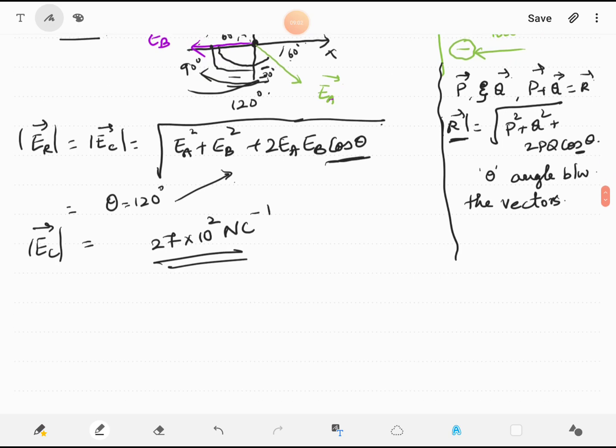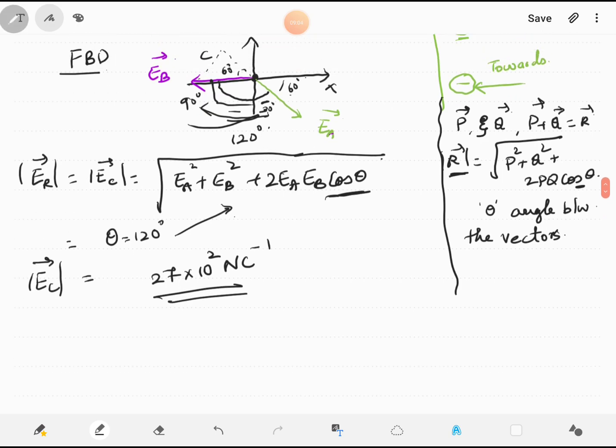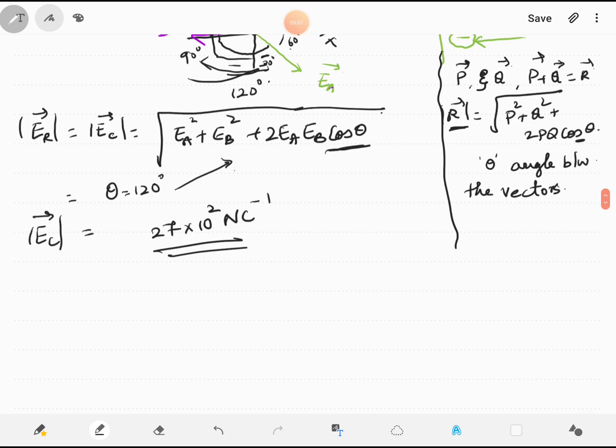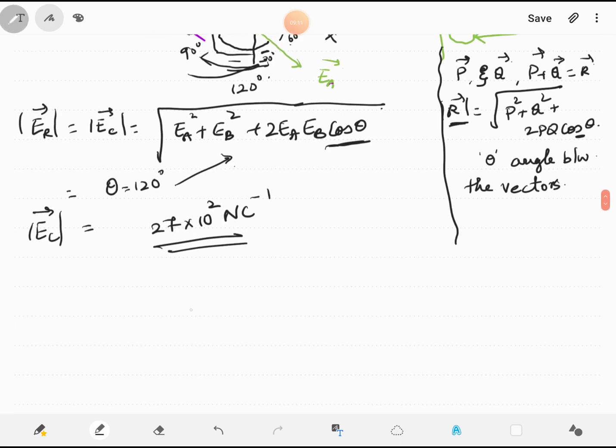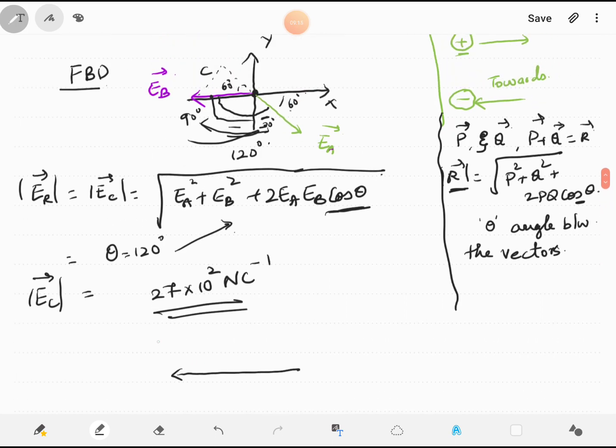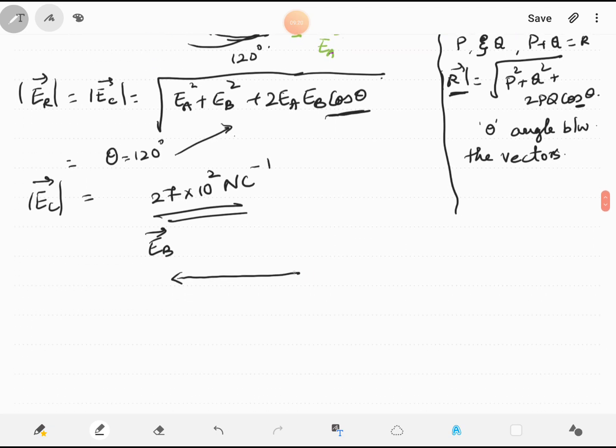Now, what about the direction? Once we have figured out the magnitude of this electric field, we can also find the direction of the resulting electric field at point C. Let me show one more diagram. So this is electric field EB and this is the electric field EA. Obviously the resultant is found by completing the parallelogram. So this is the resultant.